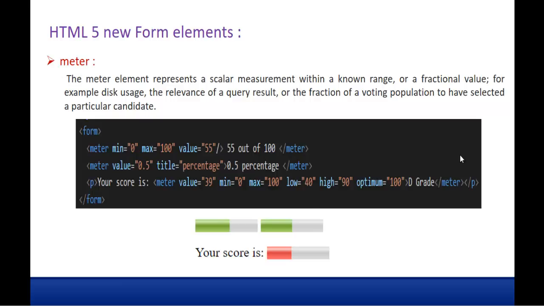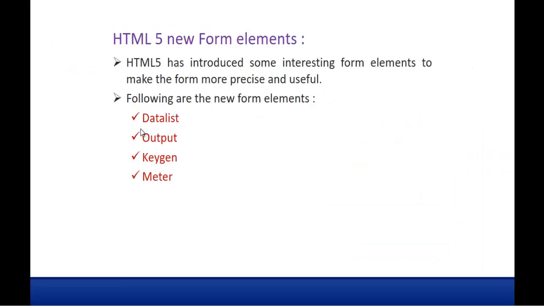So this is what we learned in the session. We learned four new form elements. They are datalist, output, key generation, and meter.